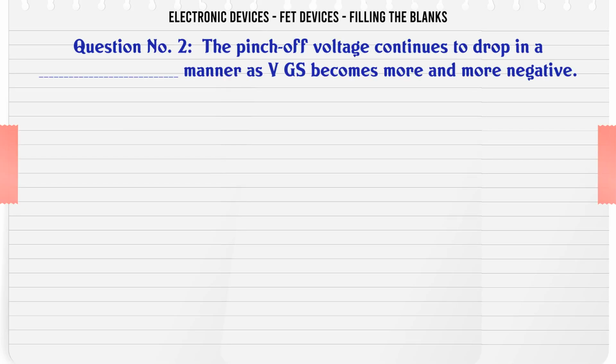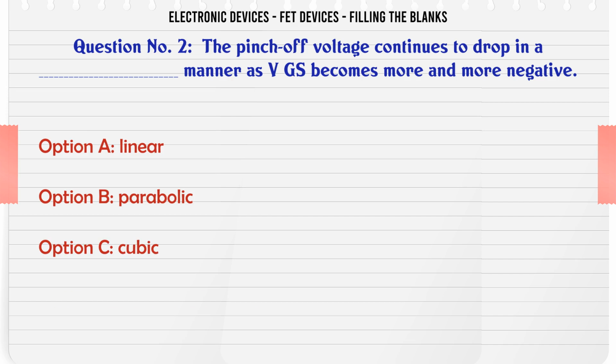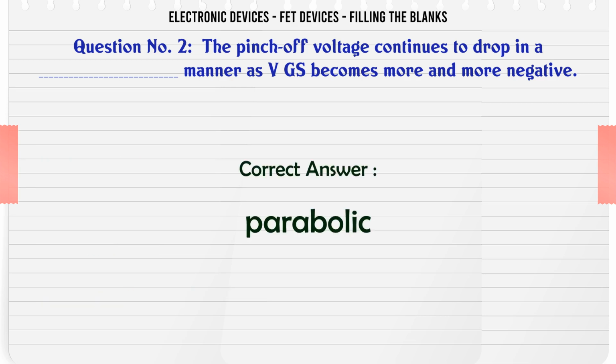The pinch-off voltage continues to drop in a manner as VGS becomes more and more negative. A. Linear. B. Parabolic. C. Cubic. D. None of the above. The correct answer is parabolic.